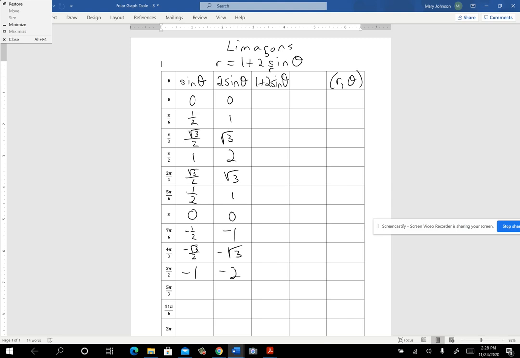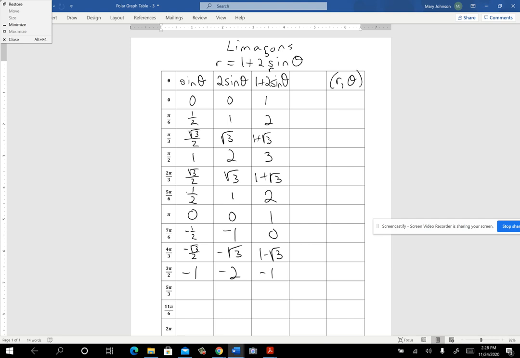And then just add 1 to everything. So that would be 1, 2, 1 plus the square root of 3. This would be 3, another 1 plus square root of 3. This would be 2, 1, 0. This would be 1 minus the square root of 3, because I'm adding 1, but the square root of 3 is negative. Here I'd get negative 1, and so on.